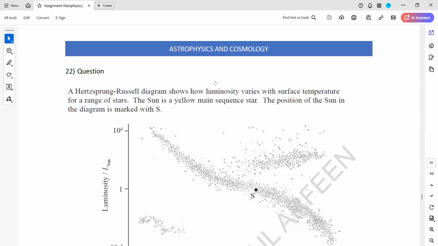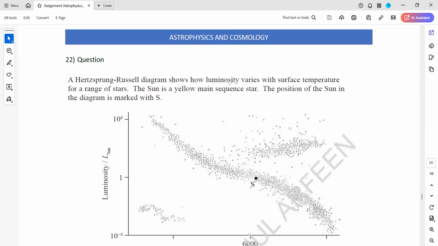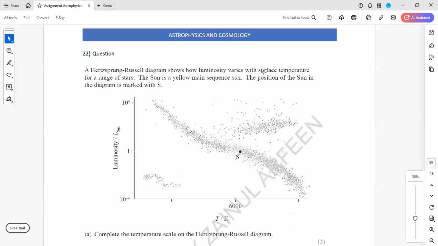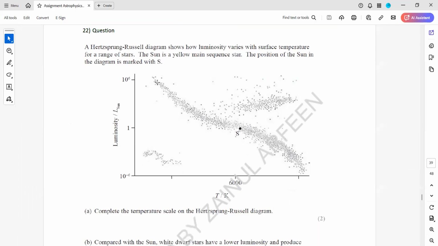Question 22. The Hertzsprung-Russell diagram shows how luminosity varies with surface temperature for a range of stars. The Sun is a yellow main sequence star. The position of the Sun in the diagram is marked with S. Complete the temperature scale for a Hertzsprung-Russell diagram.